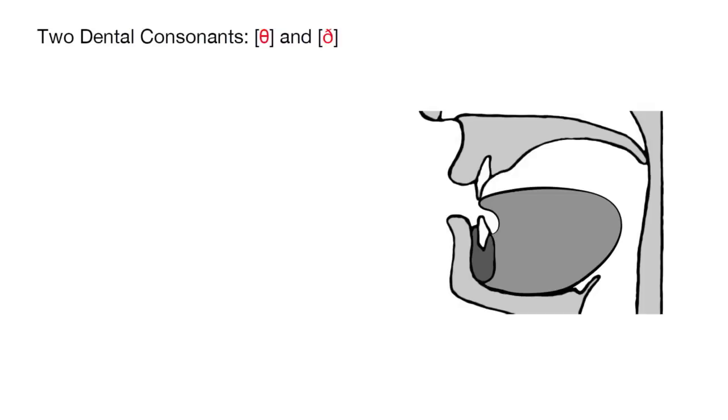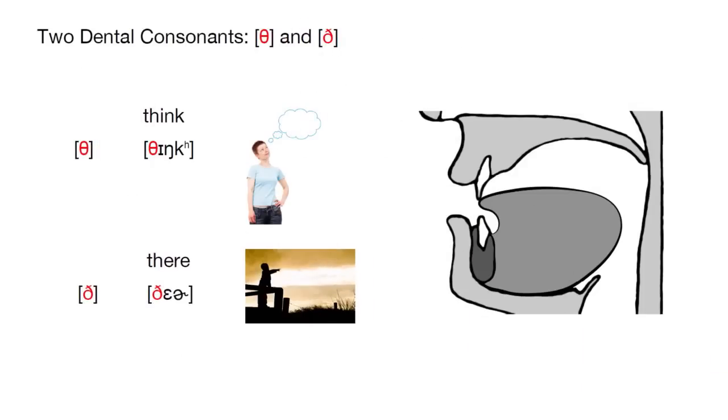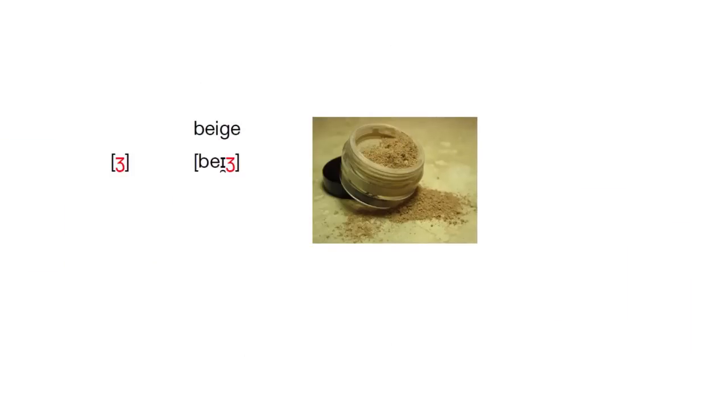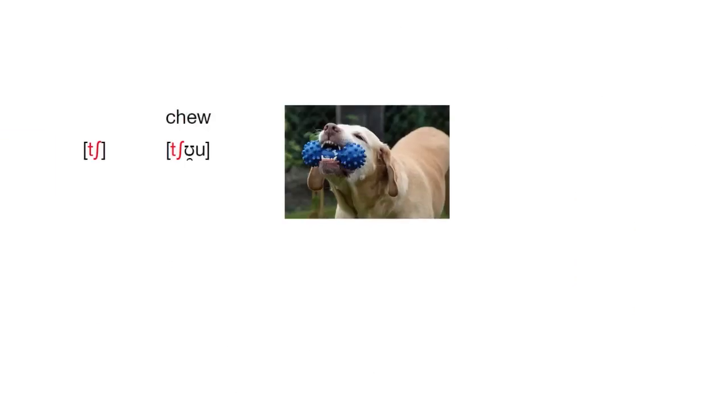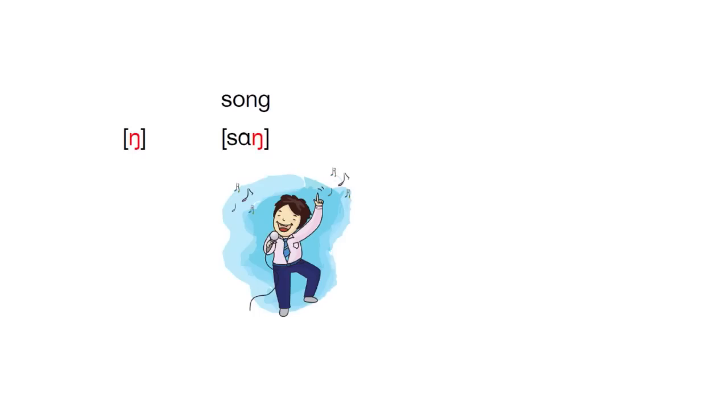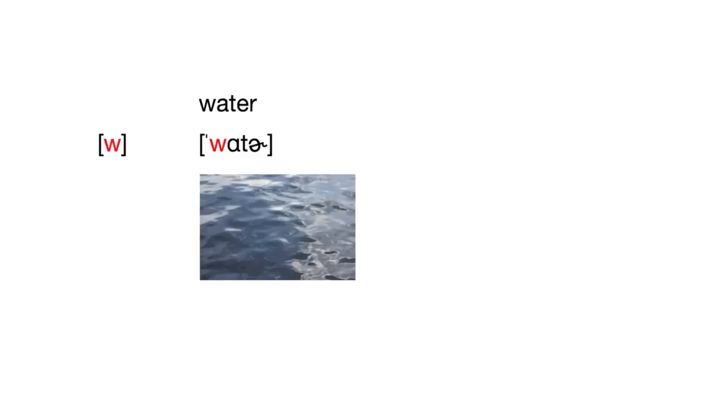Next we started from s and then went forward or back to create 4 more consonants. Bringing the tongue forward to the upper teeth, we had th as in think, and a voiced sibling, th as in there. And pulling the tongue back behind the alveolar ridge, we got to sh as in shack, and its voiced sibling, zh as in beige. There were also 2 combination sounds, adding a t or a d to get ch as in chew, and j as in gel. Then we did an n at the back of the throat. There was ng as in song, and a short version of a rounded oo vowel, w as in water.